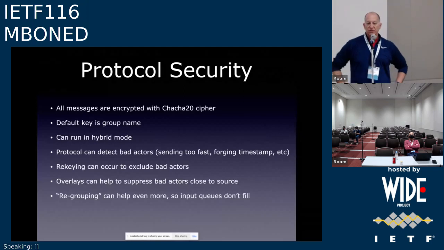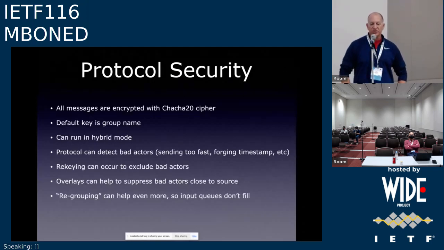So all the messages are encrypted. We decided to use the ChaCha20 cipher because it's pretty simple. It uses a shared key to encrypt and decrypt claim messages. The GAP protocol has a single message. It's called the claim message. Right now, the default key is the group name. So everybody that wants to send a claim message could use the same group name.